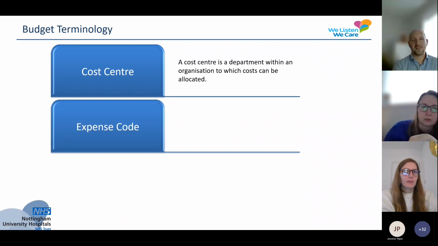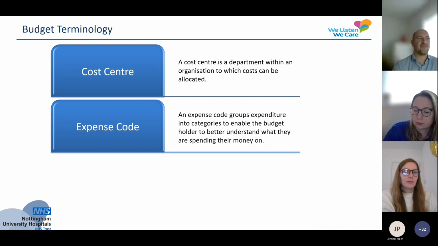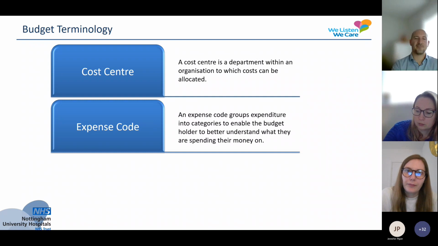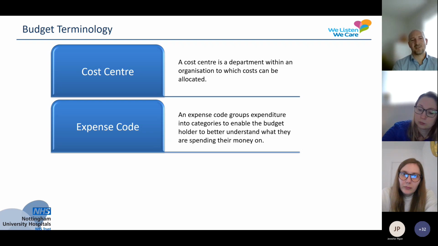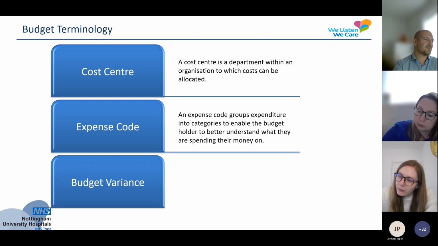The expense code, effectively, is just the categories. It helps to analyze the types of spend. You break it out by pay and non-pay, and within that you'll have your different staffing groups, whether it's agency or substantive. And for non-pay, we break it out into clinical supplies, telephone, all of that sort of thing. It just helps us understand what we're spending the money on. So cost center is where, and expense code is what the type of spend is.